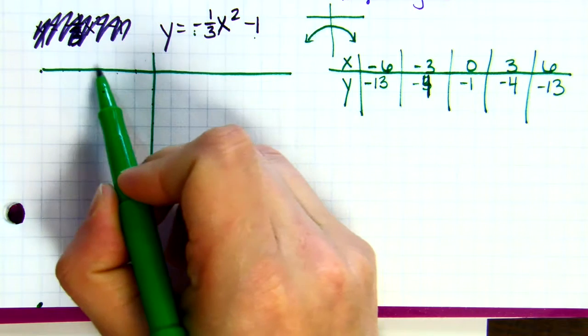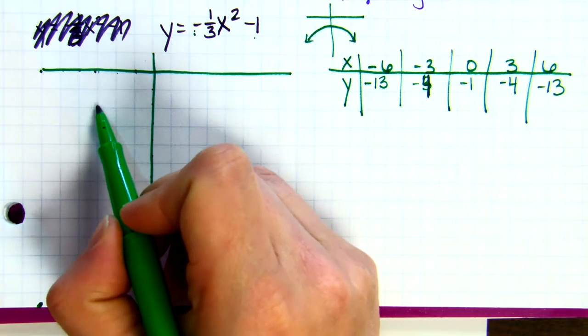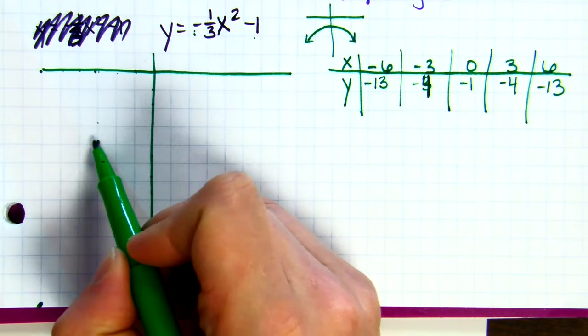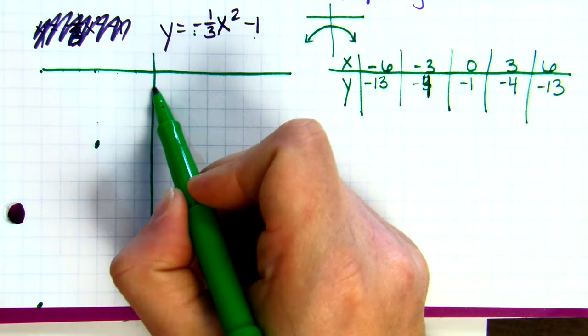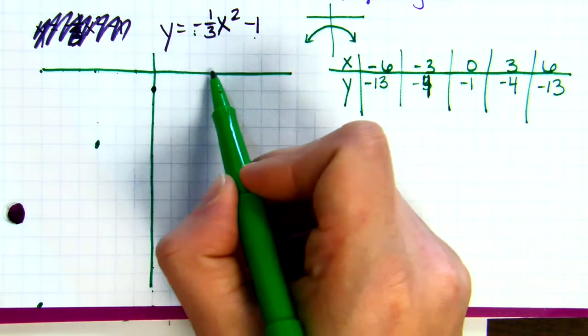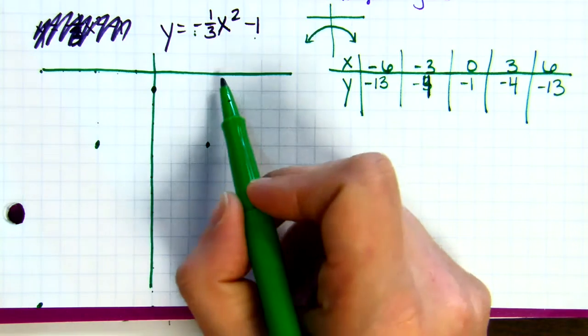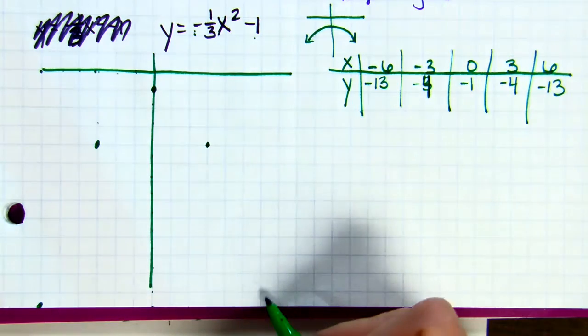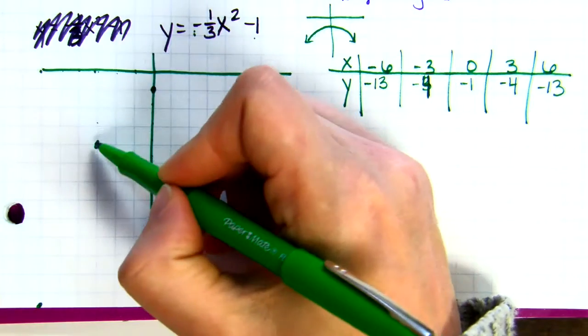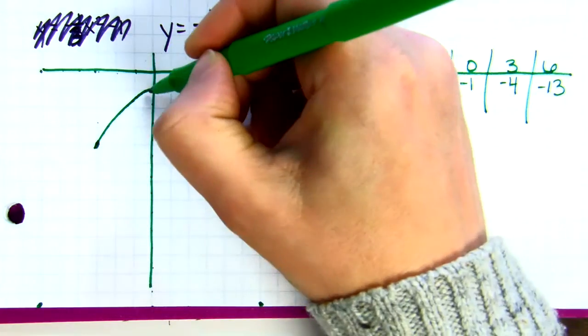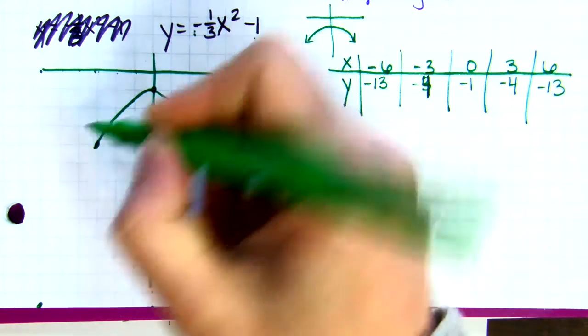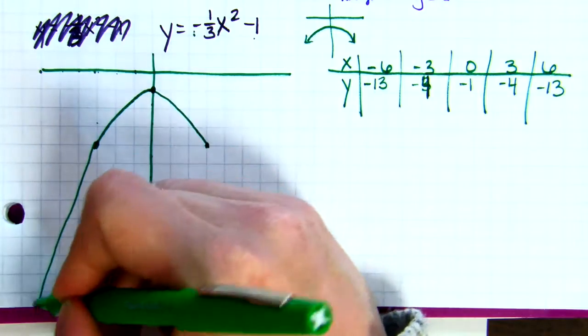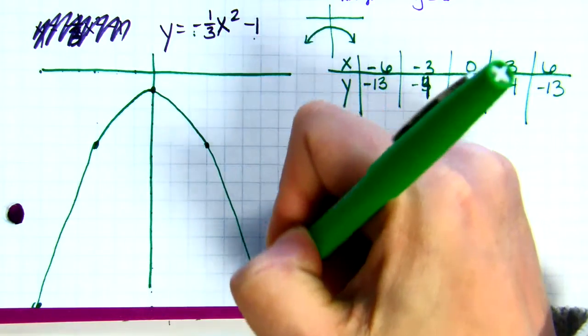Negative 3, 1, 2, 3. Negative 4, 1, 2, 3, 4. 0, negative 1. And then 1, 2, 3. And 4, 5, 6 will be way down here. I know it's symmetric, so this is what my graph is going to look like. It's going to come all the way down and all the way down.